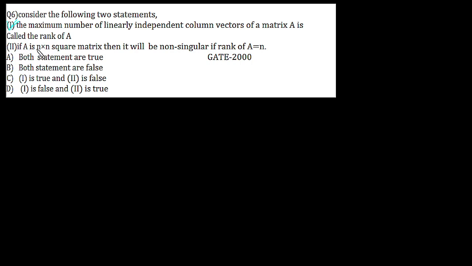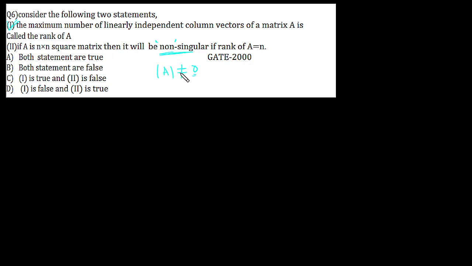Statement 2 says if A is an n cross n square matrix, then it will be non-singular if the rank of A is n. Here, first of all, recall the definition of non-singular. I defined this concept in the previous video. If I am getting the determinant as non-zero, then I call it a non-singular matrix, because the word non is in front of singular. So if the determinant is not equal to 0, then the matrix will be non-singular.